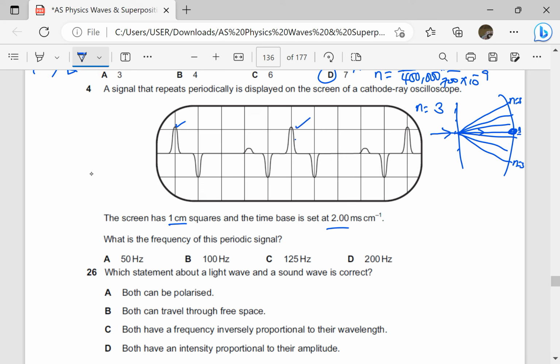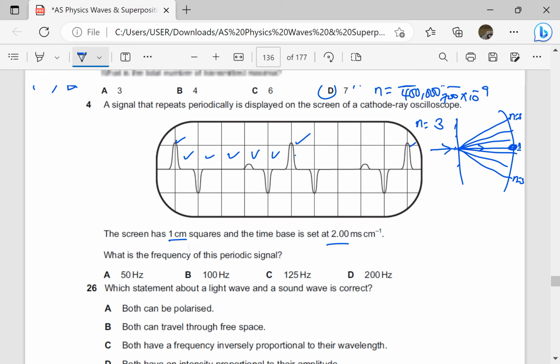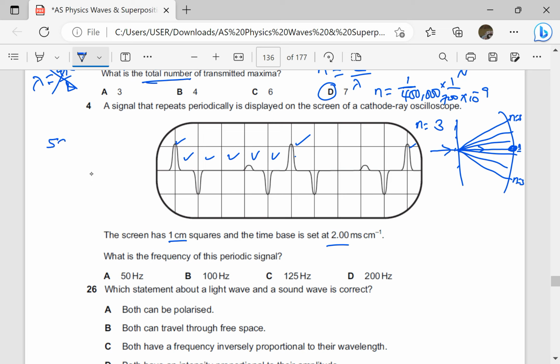So one cycle stops here, and this will be the second cycle. So this is 1, 2, 3, 4, 5 centimeters representing one cycle. So 5 centimeters gives us one cycle or one period. The period is the length of one cycle times the time-base setting. So the period is going to be 5 centimeters times 2 times 10 power negative 3 seconds per centimeter. The centimeters cancel, so this is 10 times 10 power negative 3.